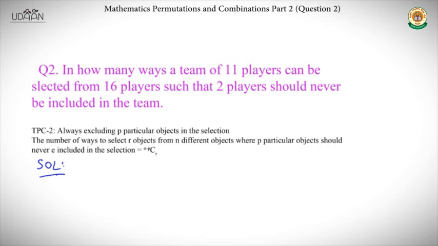TPC2 is quite similar to TPC1, with a difference that in TPC1 we had to include a specific number of people. Now we have to take care that a specific number of people are never included. Okay. So let's say we have n objects.